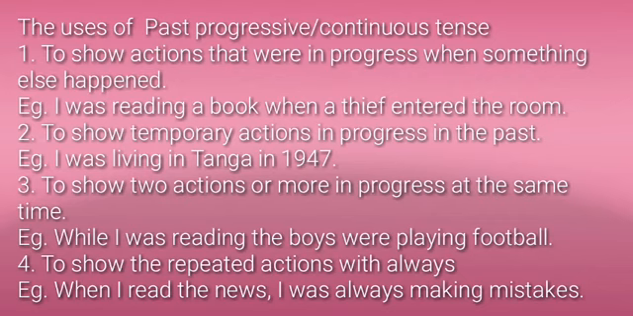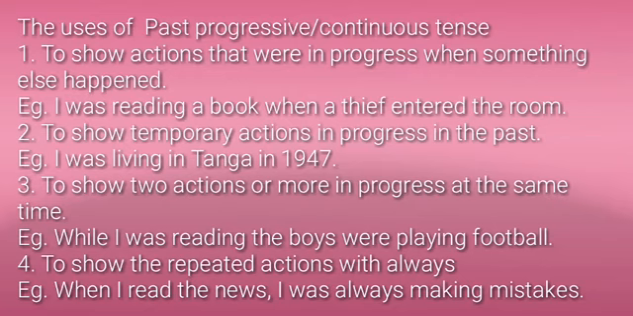Okay, let us see now the uses of the past progressive or continuous tense. The first use is to show actions that were in progress when something else happened. For example, I was reading a book when a thief entered the room. This means that when I was reading a book, a thief entered the room, or a thief entered the room while I was reading. Two actions were taking place at the same time. That's why when two actions are taking place at the same time, one action should be presented in past continuous tense, whereas the other action should be presented in simple past tense.